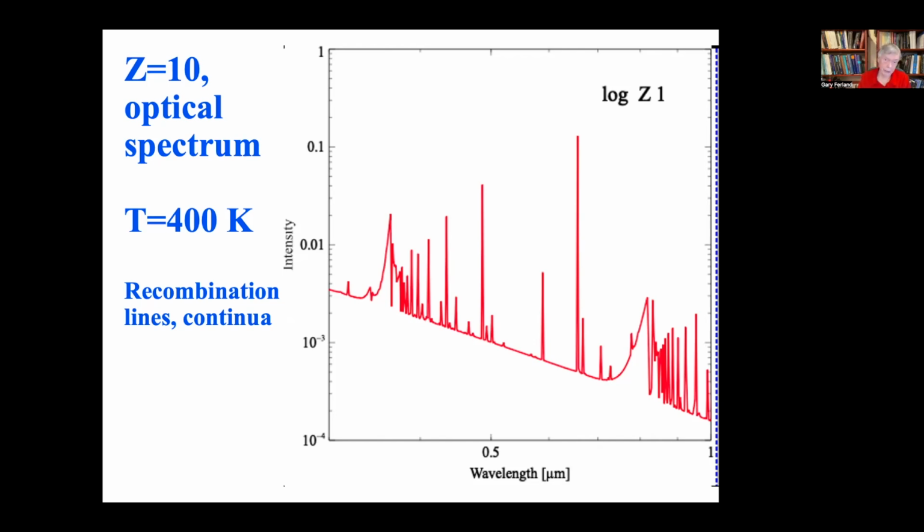So we have mainly recombination lines. This is a recombination line spectrum. This is Balmer alpha going on down the Balmer series. Here's the Balmer jump. Here's the Paschen jump, very strong. And here are the Balmer lines. The Balmer jump and the Paschen jump are very sharp. This width here is very sharp.